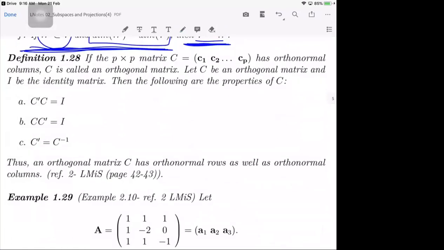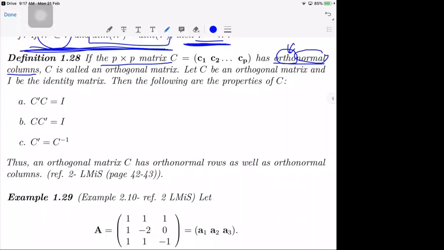Okay. Next, if you have a square matrix C, and it has orthonormal columns, so the columns are orthonormal. Again, ortho: the inner product with other vectors is equal to 0; normal: the inner product with itself is equal to 1. Then we call this C an orthogonal matrix. So it is orthogonal, but if the vectors are not normalized, it is not orthonormal.